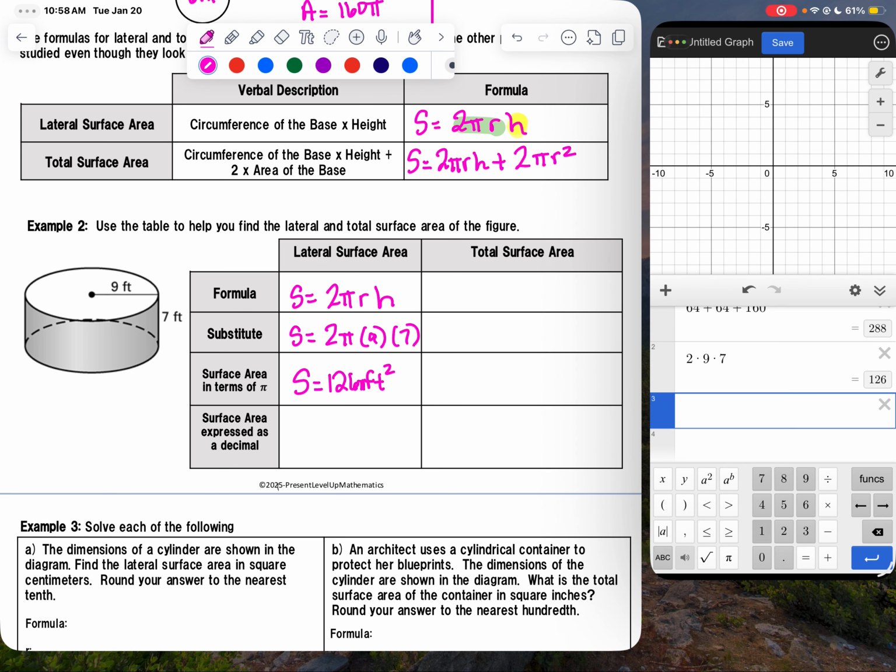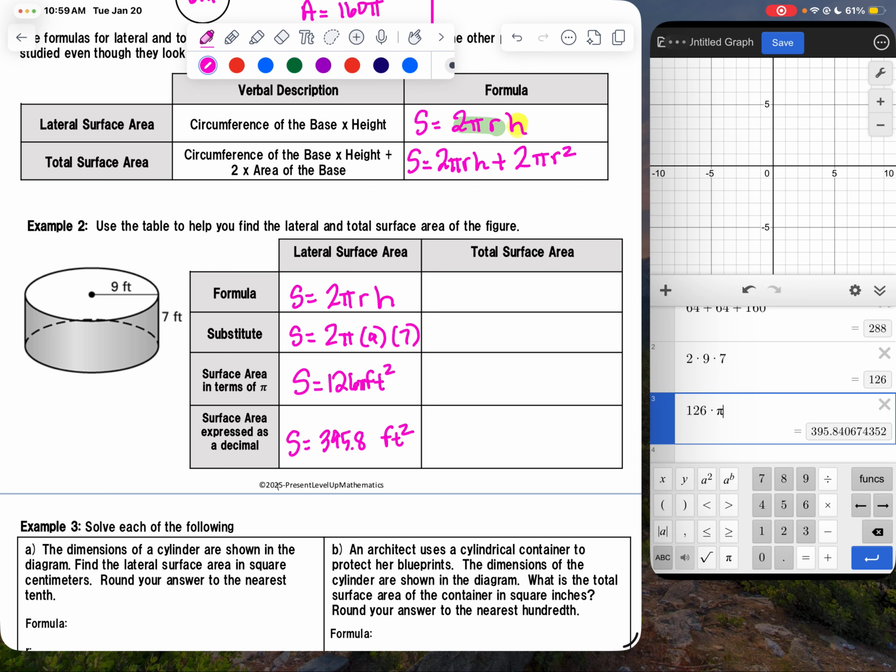Just take your calculator and put 126 times pi. So expressed as a decimal, we would have 395, if I round to the nearest tenth, 0.8 square feet. Okay. So if it says in terms of pi, you need a pi in your answer. If it says expressed as a decimal, you will not have this pi symbol in your final answer.